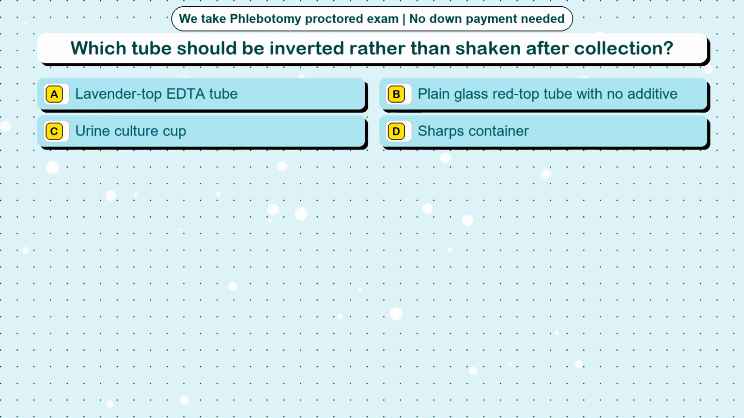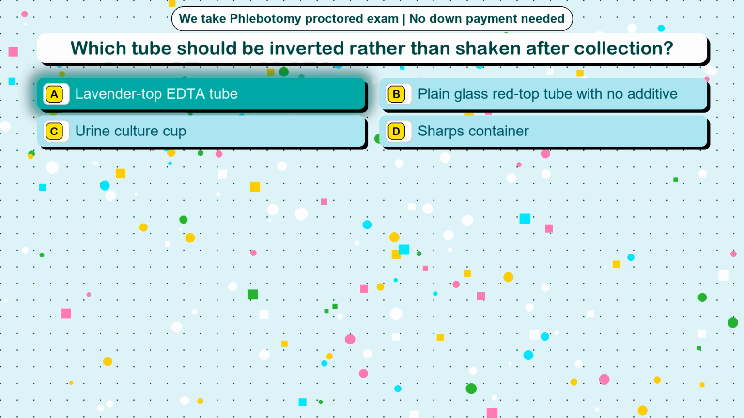Question 12. Which tube should be inverted rather than shaken after collection? Option A. Lavender top EDTA tube. Option B. Plain glass red top tube with no additive. Option C. Urine culture cup. Option D. Sharps container. The correct answer is option A.